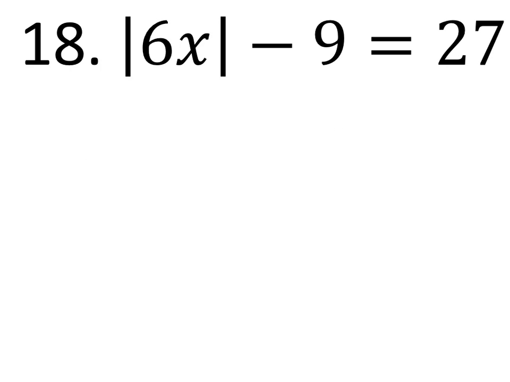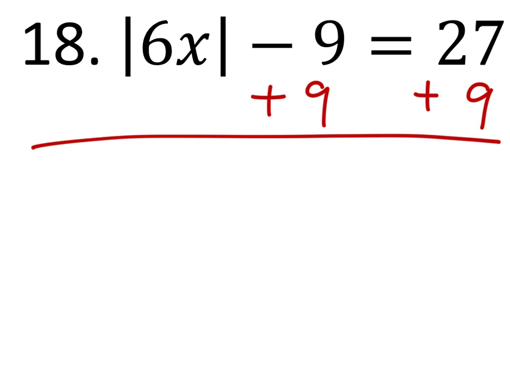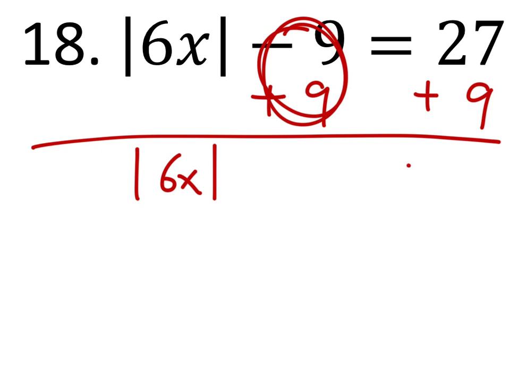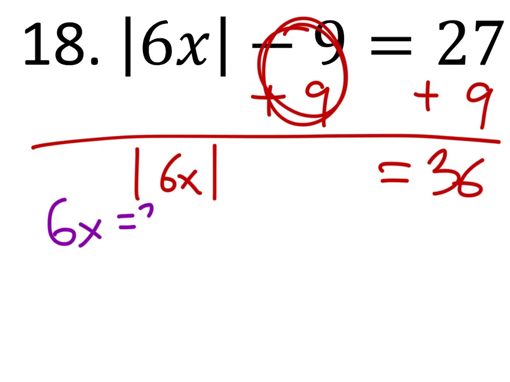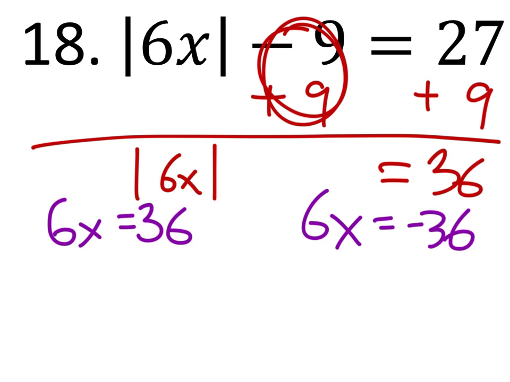Alright, in order to solve this one, we've got to move all the absolute values to their own sides. We're going to add 9 to both sides. So this gives us the absolute value of 6x, see, this goes away, and we've got this equal to 36. So we'll need to write this twice again. 6x equals 36, and also 6x equals negative 36, because it can equal both.